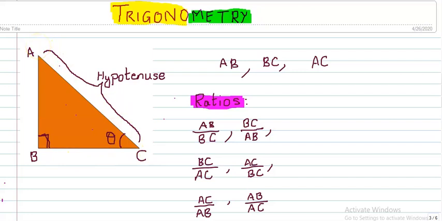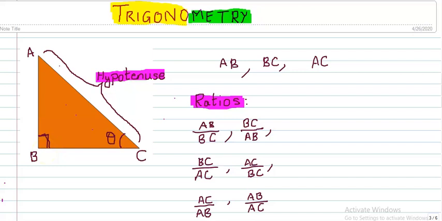A triangle is said to be a right angle triangle if one of the angles of the triangle is a right angle, that is its measure should be equal to 90 degrees. The side opposite to the right angle is called as hypotenuse. Here we have considered a triangle ABC where angle ABC is 90 degrees. So the remaining two angles are acute angles for sure.